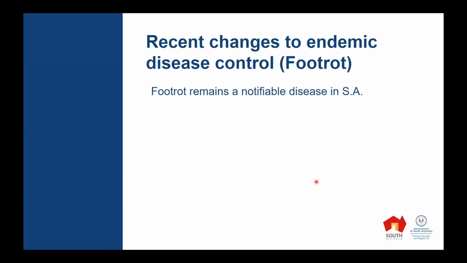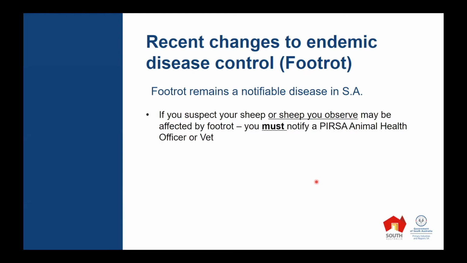So foot rot remains notifiable in South Australia, and we do still have the ability to impose quarantine orders if we want. If you suspect your sheep have foot rot, or sheep you observe may have foot rot, you must notify PIRSA or your district vet. Suspicion of disease basically constitutes observing lame sheep in spring. If you can't put that down to something that's not foot rot, you've got to be suspicious that it could be. And as I said earlier, the best thing to do is to get an early diagnosis, because early diagnosis means less work in eradication later in the year.